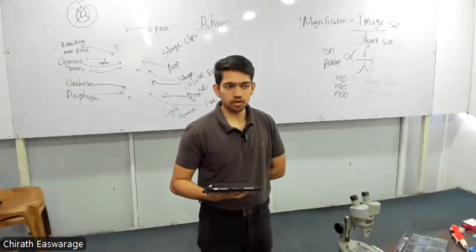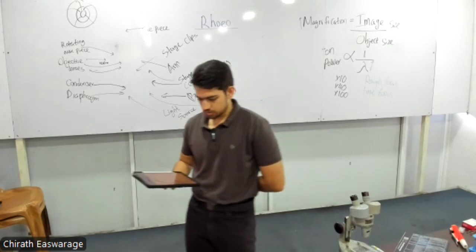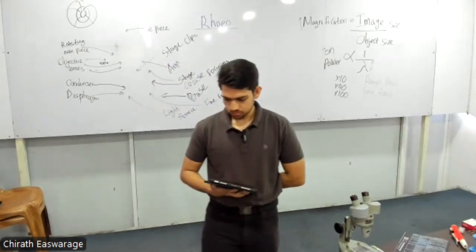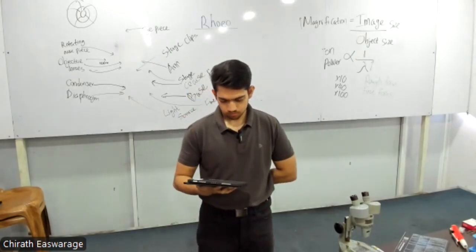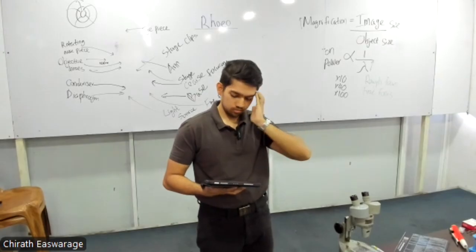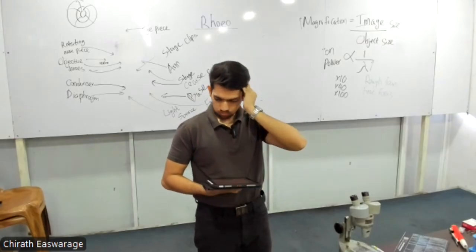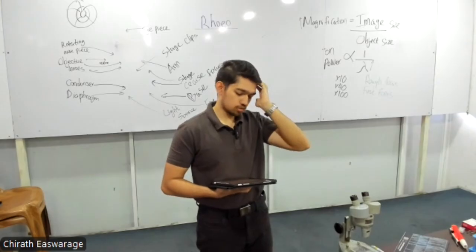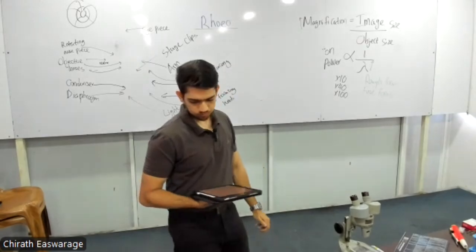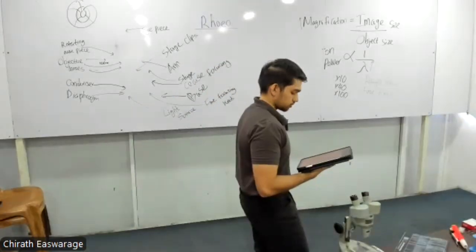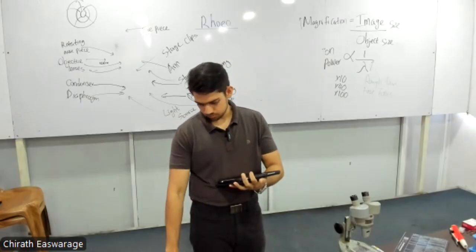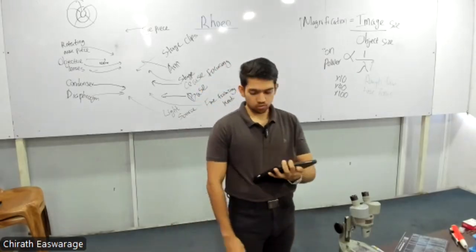Next point. Adjust the mirror. Adjust the condenser diaphragm to give optimum illumination for the object.